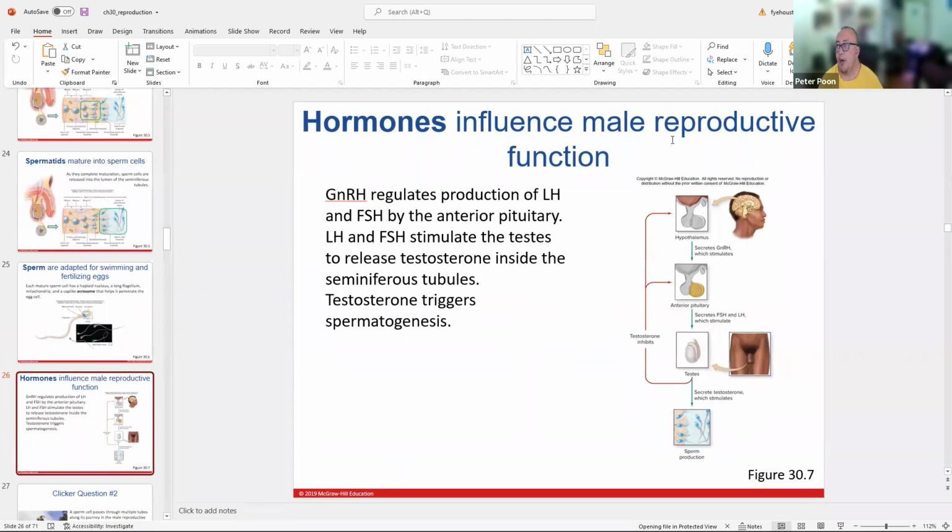Hormones influence male reproductive function. GnRH, gonadotropin releasing hormone, regulates production of LH and FSH in the anterior pituitary. These two combine to release testosterone. Testosterone actually triggers spermatogenesis.